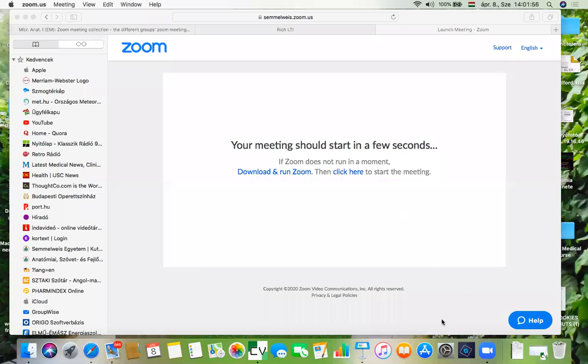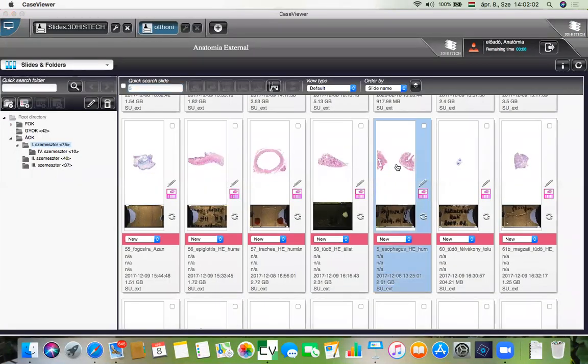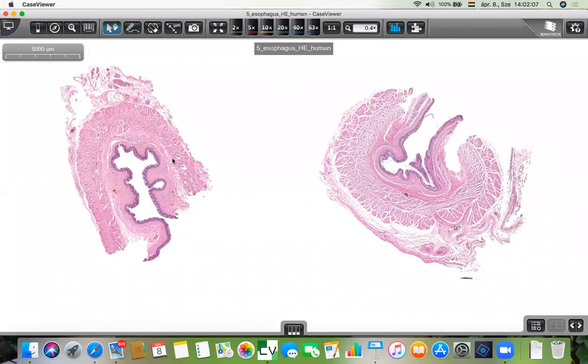So, good afternoon, everyone. Let's start the GI tract from the esophagus to the small intestine. Okay, so our first slide represents the esophagus. So let's see it. On the slide, we can find two sections of the esophagus. The first represents the upper portion, the other the lower portion of the esophagus.